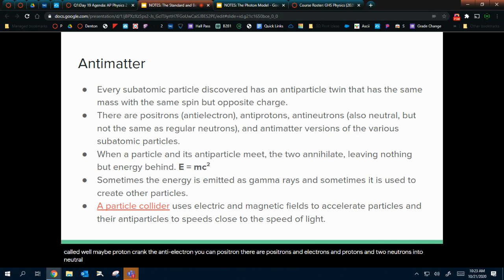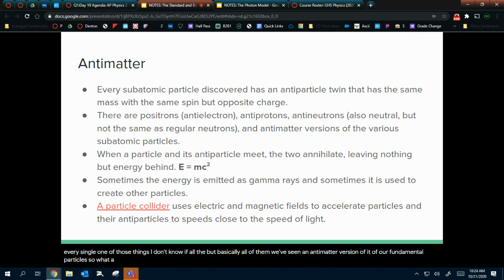The anti-neutron is still neutral, but not the same as the regular one. I'm not going to jump into that. You can just basically think of it as having different quarks inside of it. And there are antimatter versions of all of the various subatomic particles. That standard model I just showed you, I don't know if all of them, but basically all of them, we've seen an antimatter version of. So that standard model I showed you is essentially half of our fundamental particles.